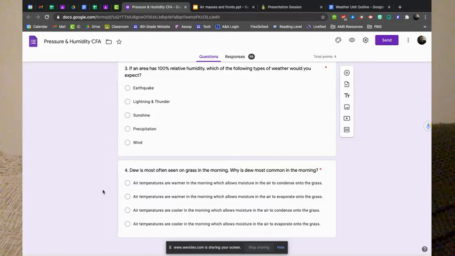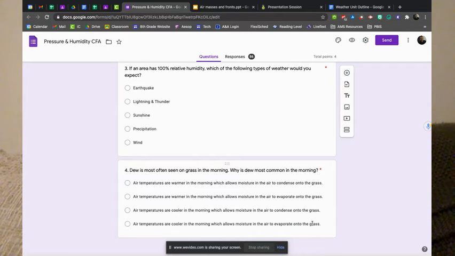So if our air temperatures were warmer in the morning, which I don't know about you, but if I walk outside in the summer, usually it's a little bit colder in the morning. I have to put on a little jacket, and then usually by the time it's 9 or 10 in the morning, I can take that jacket off. But if I go out pretty early, it's not warmer than it is during the middle of the day. And so the two answers that make sense to me are that the air temperatures are cooler in the morning. So now I have to figure out, is it causing the moisture in the air to condense onto the grass, or is it causing the moisture in the air to evaporate onto the grass?